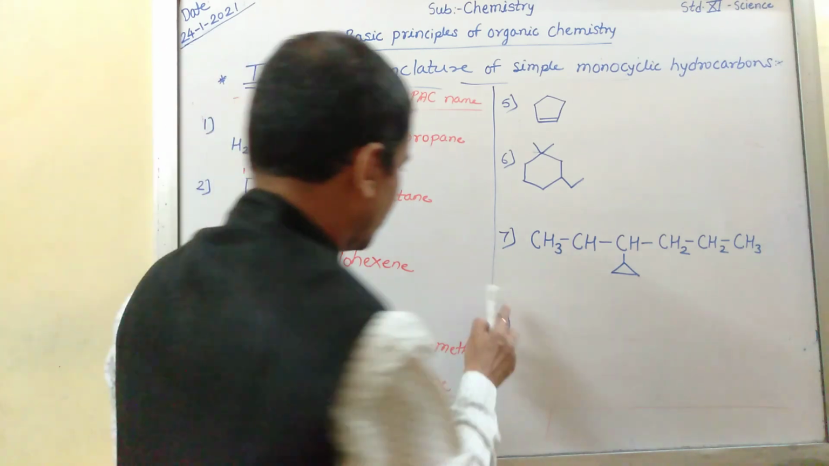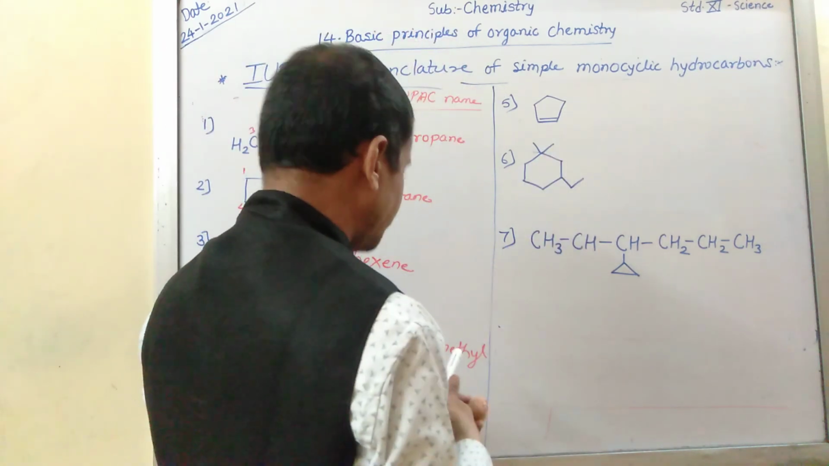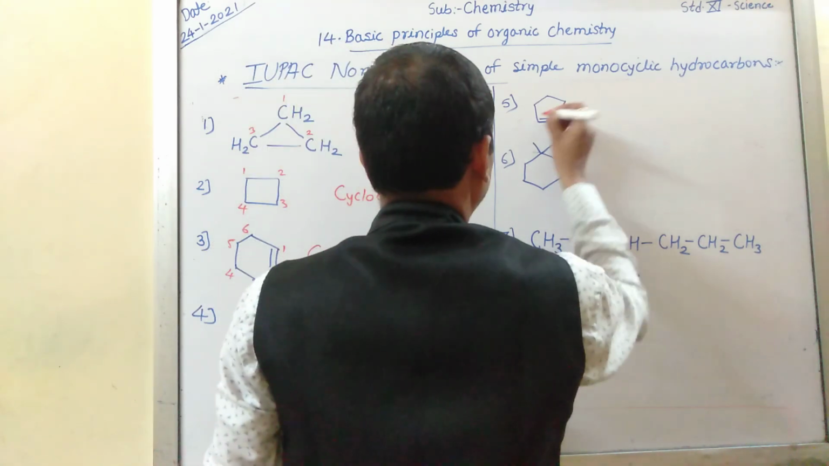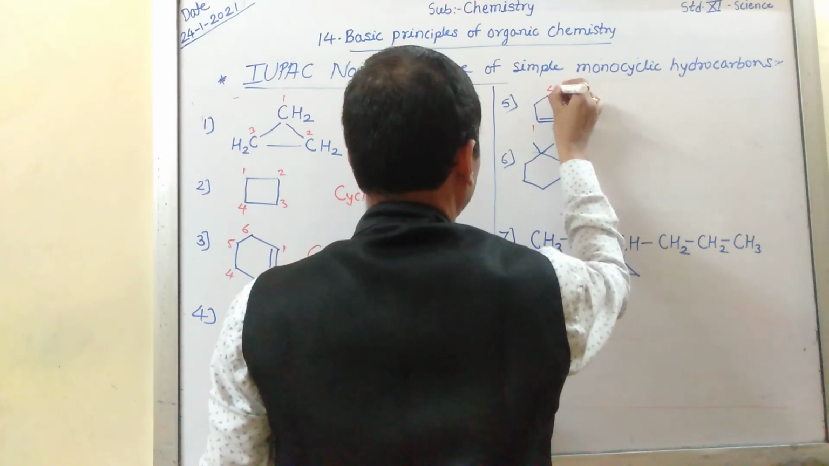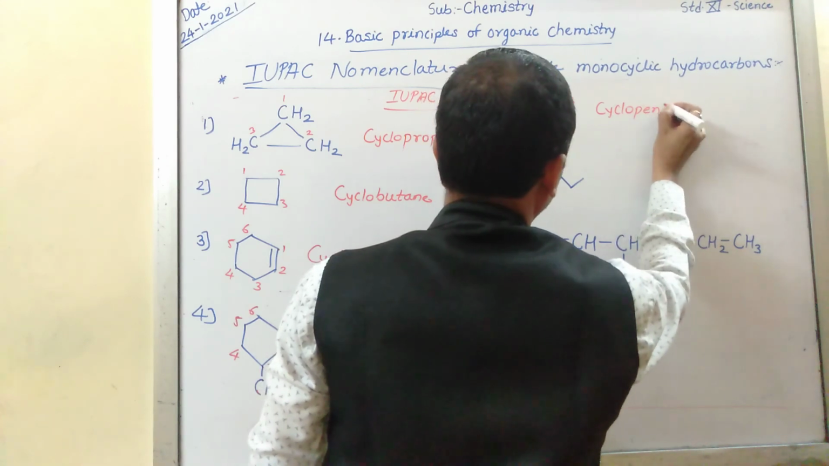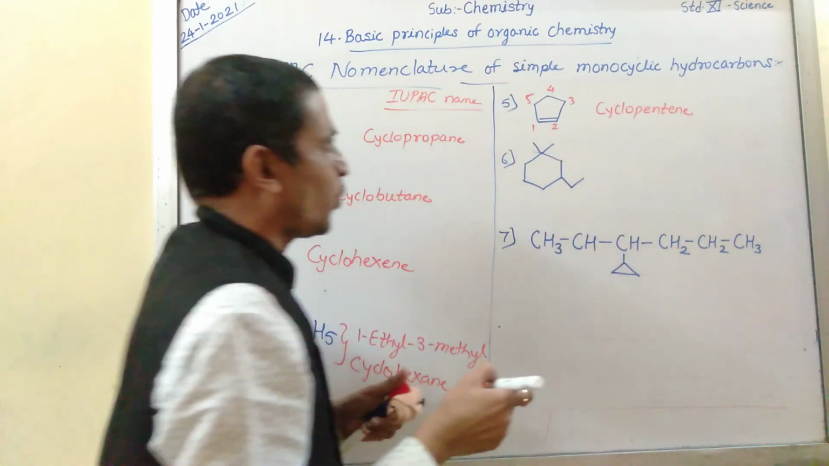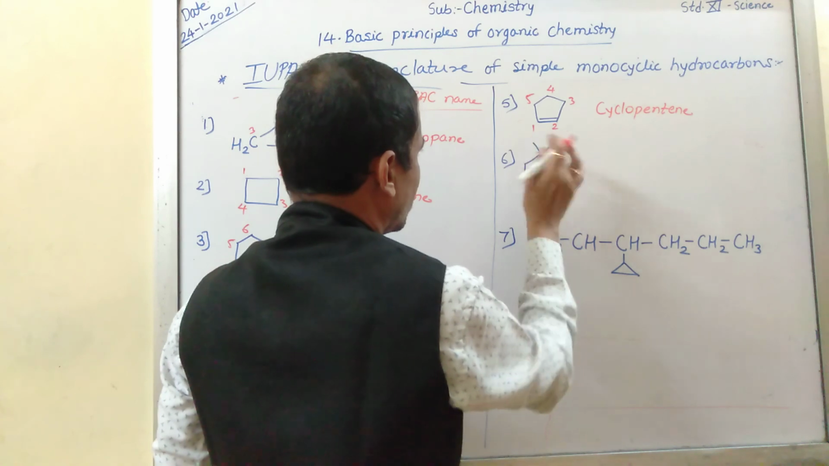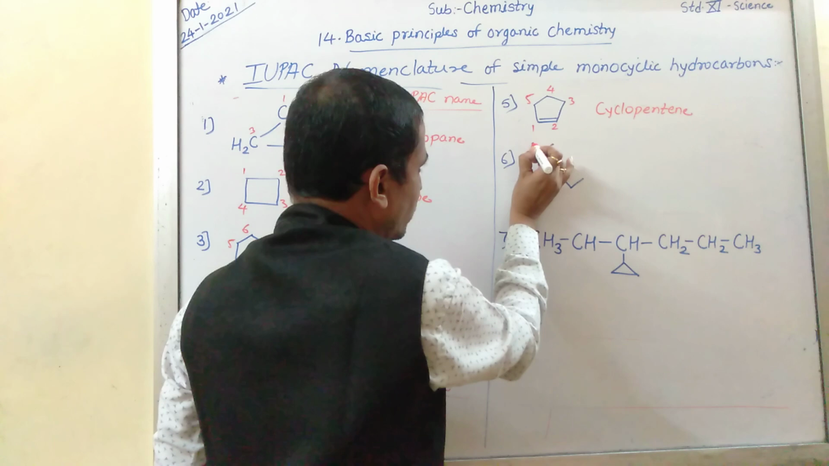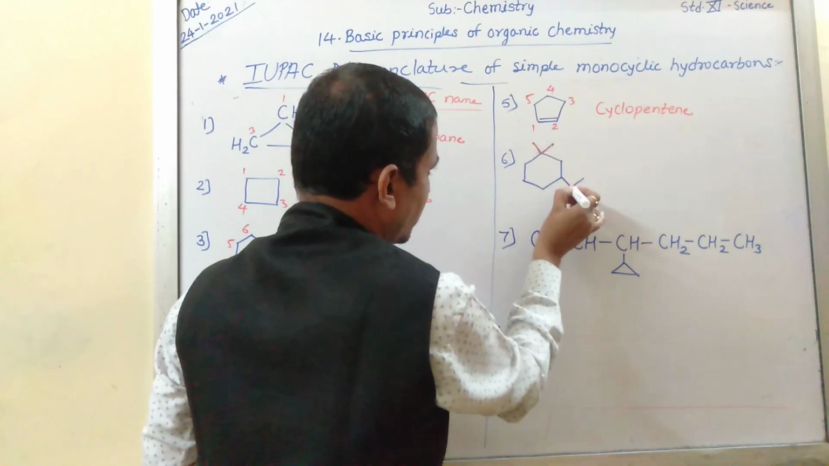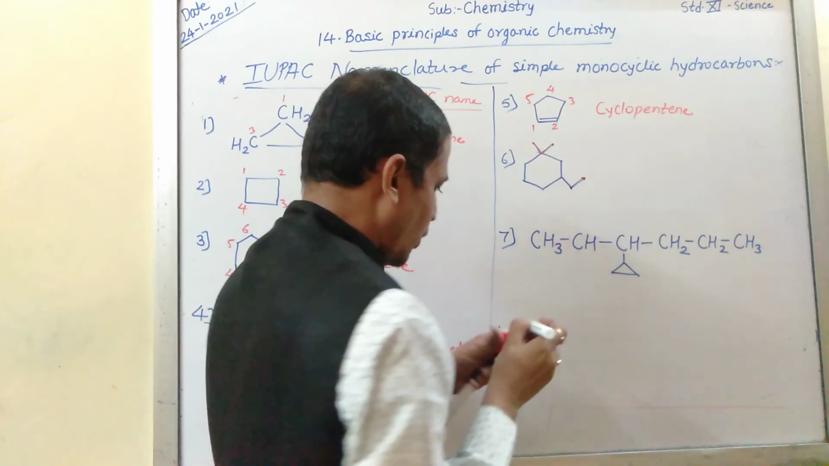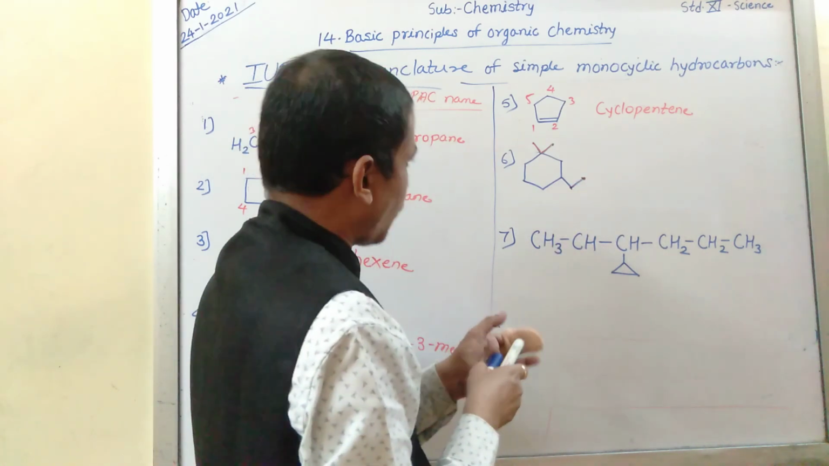Now see this one. Count the number of carbon atoms. 1, 2, 3, 4, 5. You get what? Cyclopentene. Because there is a double bond. Now see here. The groups are not written. There is a single line. So we consider here it is what? CH3. And here you get what? It must be CH2 and it must be what? CH3. That we have already studied in bond line formula.